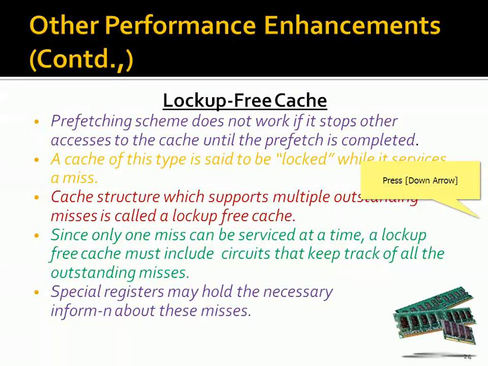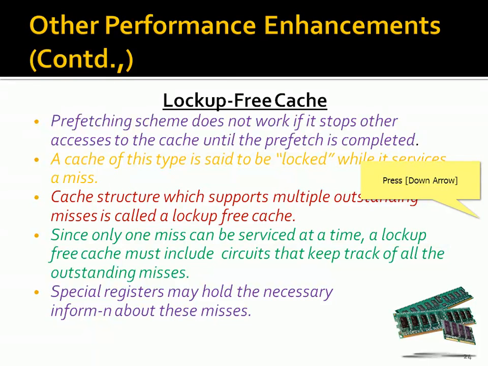Lockup-free cache. The prefetching scheme does not work if it stops other accesses to the cache until the prefetch is completed, so in between the prefetch the cache may be disturbed. A cache of this type is said to be locked while it services a miss. A cache structure which supports multiple outstanding misses is called a lockup-free cache. Multiple misses can happen, and the lockup-free cache supports them.